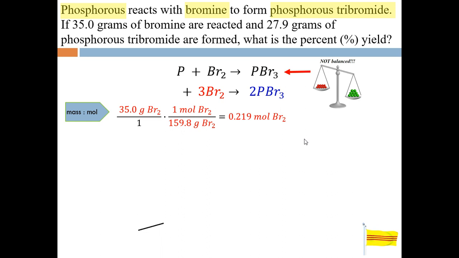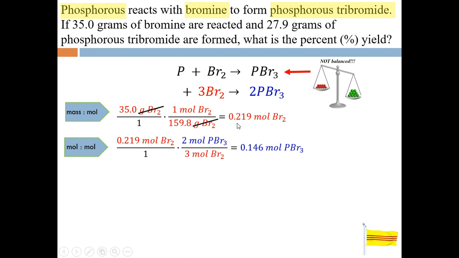All right. So next, we know moles of Br2. So we can go ahead and convert moles of Br2 to moles of phosphorus tribromide by doing mole to mole. So we carry the previous answer down, 0.219 moles. That's our starting point. And now we've got to go from moles of Br2 to moles of PBr3. Make sure you place the coefficients in the proper place. The ratio is a 3 to 2, which is in the balanced reaction where my cursor is circling around.